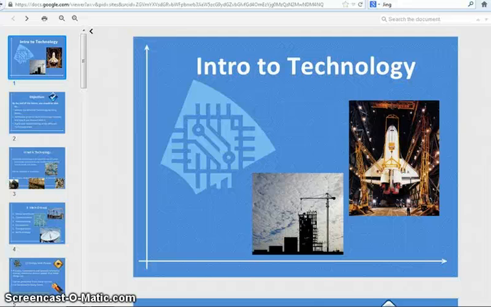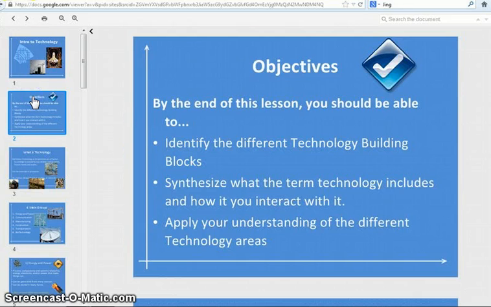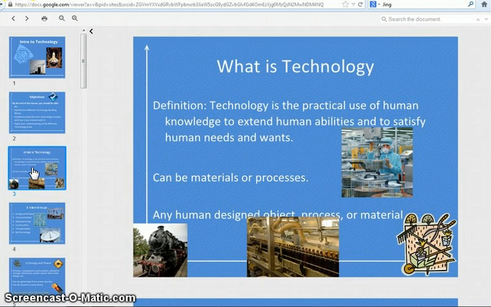Okay, this is just a review of Intro to Technology. So we have some objectives, and if you look there, it's just some basic understanding of the technology building blocks, which is how technology is designated and categorized. What does technology mean, and how we interact with it? So first off, what is technology?